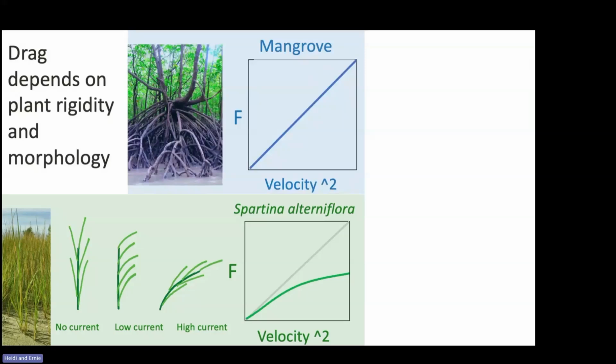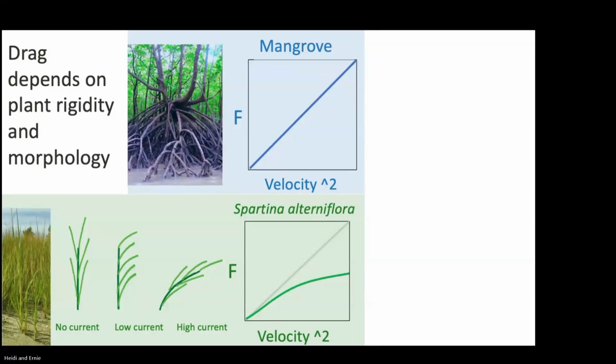Next, consider the marsh plant Spartina alterniflora, which is highlighted here. Both the stem and the leaves are flexible, but to different degrees. So as the current increases, first the leaves reconfigure and then the stem. And as the plant bends in the direction of flow, it presents less frontal area and is more streamlined. Both of these effects reduce the drag on an individual plant relative to a rigid plant of the same morphology.